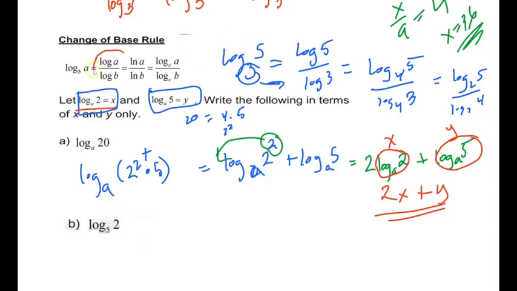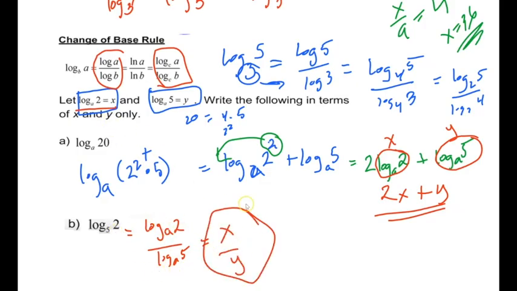When you do change of base, you can make it any base you want. So we're going to do that here. We're going to make it log base a of 2 and log base a of 5, because you can split it, top on top, bottom on bottom. You can make it any base you want. Log base a of 2, that's x. Log base a of 5, that's y. And there you go. A little tricky, but once you get it, it's actually not that bad.